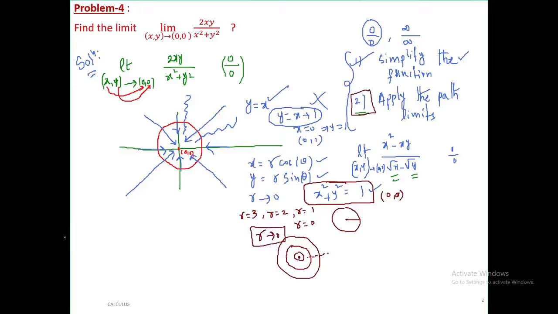Now let us go for the first method. Okay, method number 1. First method. The limit as x, y reaches the origin of 2xy upon x square plus y square. So clearly if you apply the limit directly, you will get 0 by 0. That's why I'm moving to path limits.